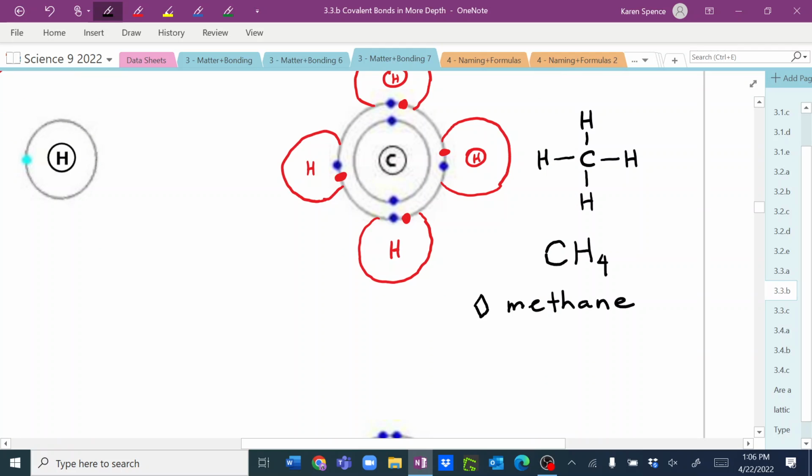The prefix meth means 1 carbon. So anytime you hear the prefix meth, it means there is a single carbon. Okay? So methanol is a 1 carbon alcohol.